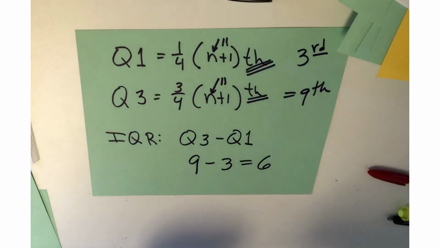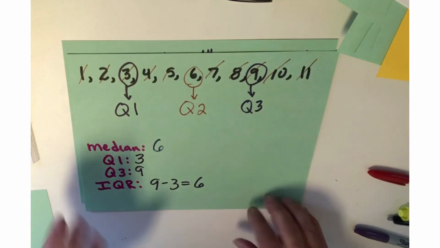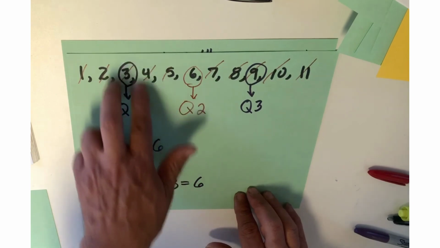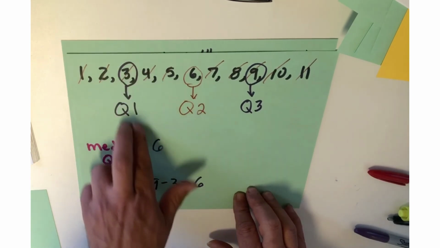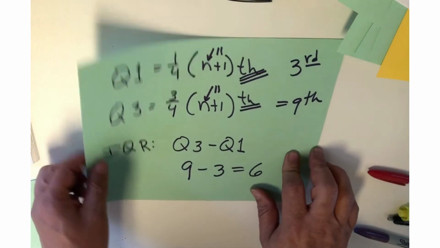So you have 2 ways of doing this. You have the formula, and then you have the way we did it with the data. But be careful, because sometimes you end up with 2 numbers here, in which case, once again, you find the mean, right?